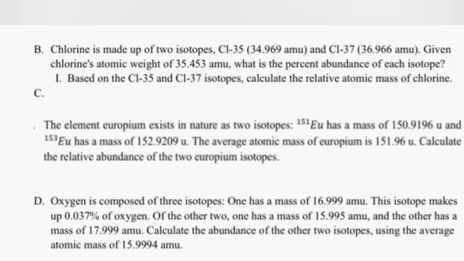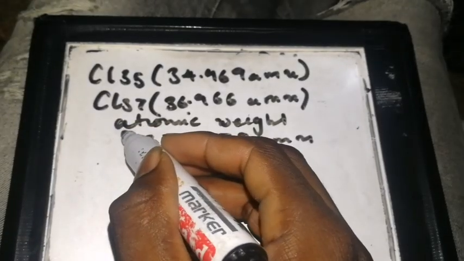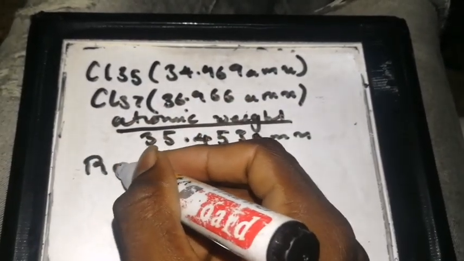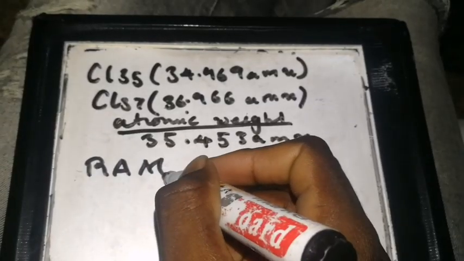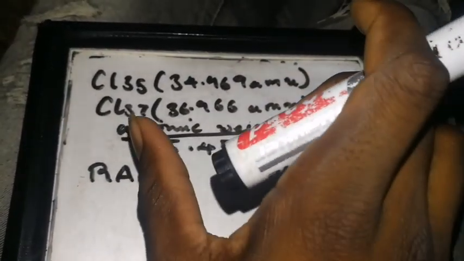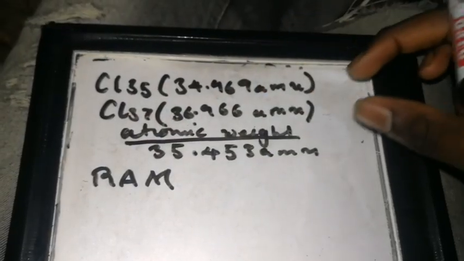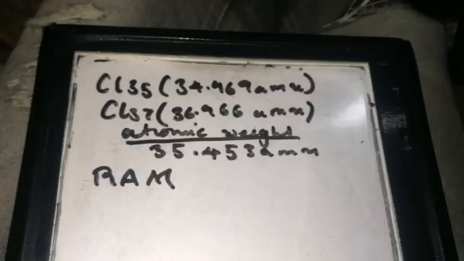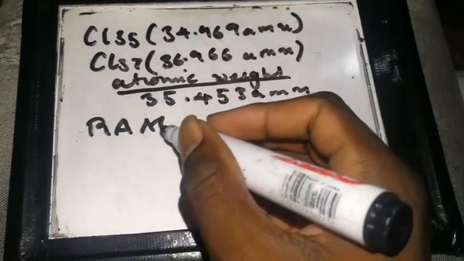So yeah, let's look at that. Let's get into it. Atomic weight is just another way of saying the relative atomic mass. So in order for us to calculate the percentage abundance of both of these, we're going to consider just some normal understanding of percentages.